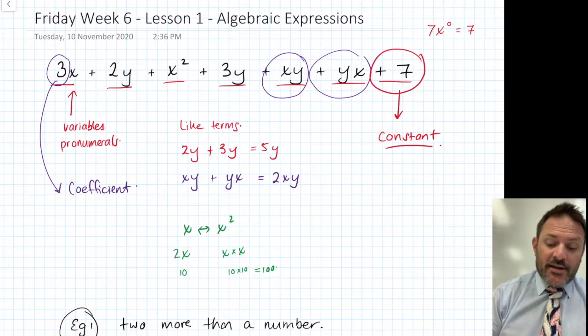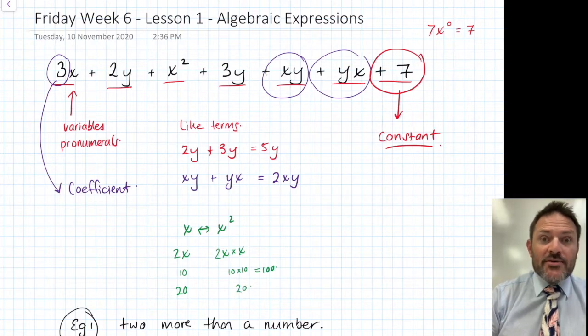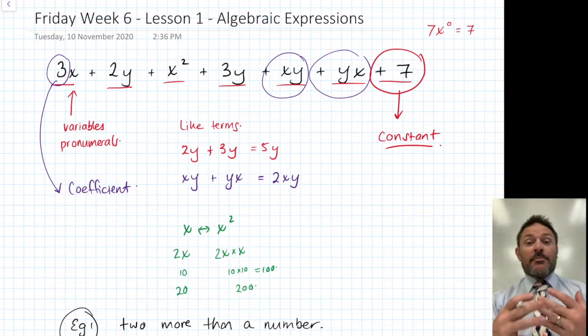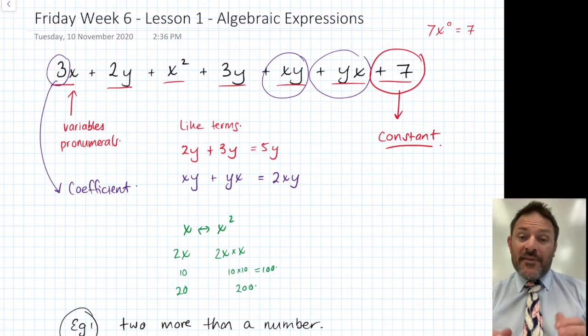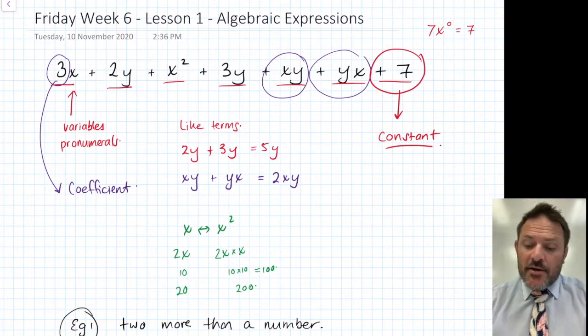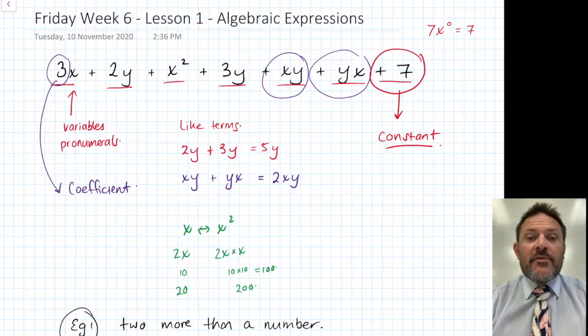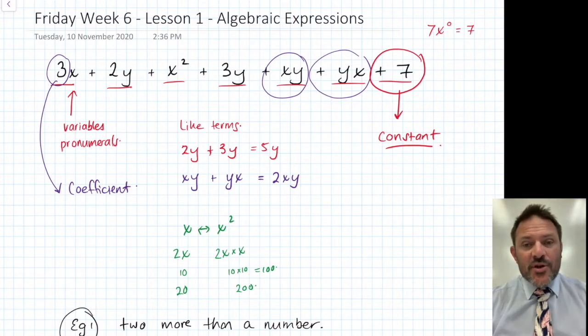Therefore, if I had 2 x's, well, I got 2 lots of 10, that makes 20. If I have 2 lots of x squared, well, I now have 200. So you can see how these are completely different terms. Even though, yes, they do contain the same letter, the squared means that there is more of them being multiplied together. So they're not the same.